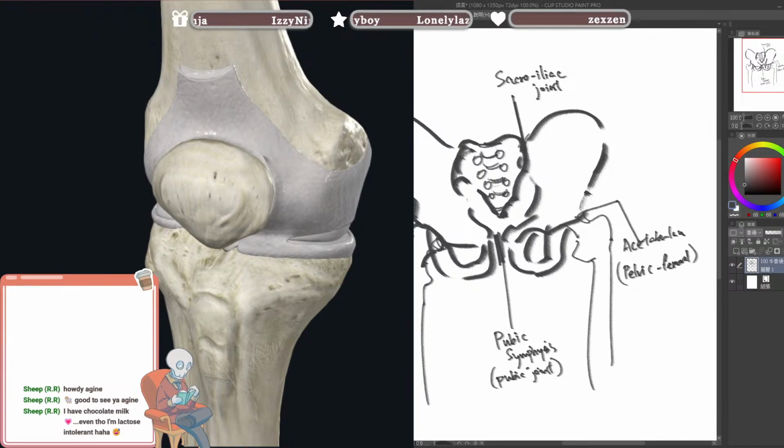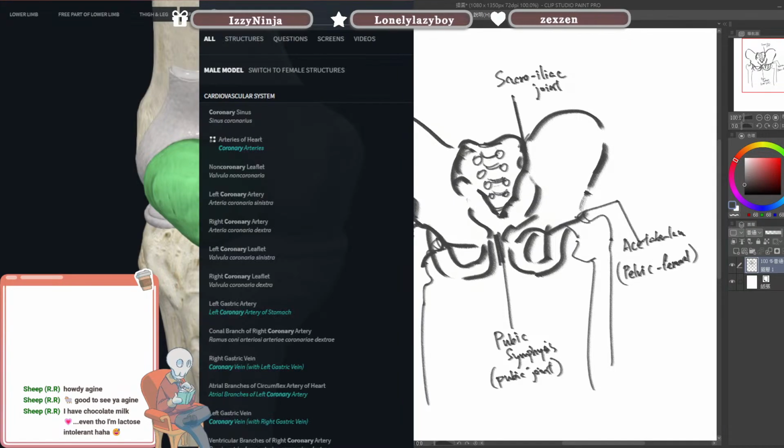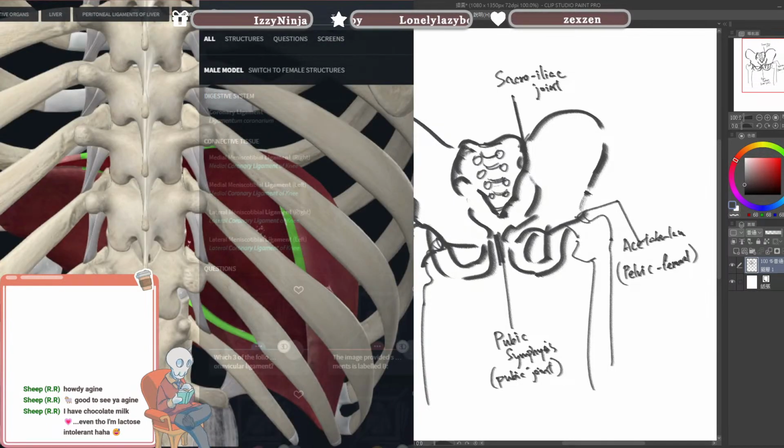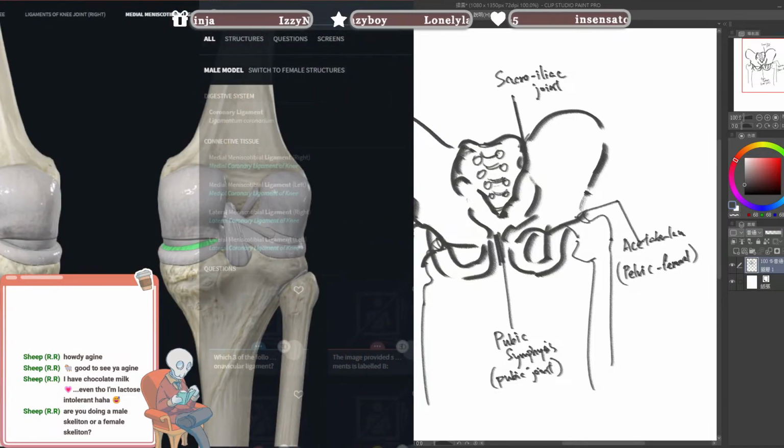Alright. Coronary ligament. It seems that I can't be shown it here. I have to specifically type it out in the search area. Coronary ligament. Oh, this one, of the knee. Finally, there you go.